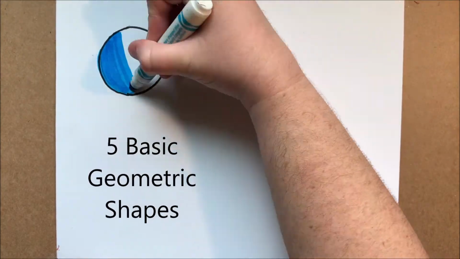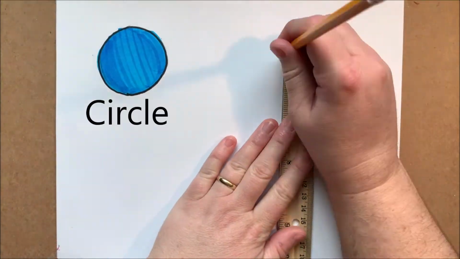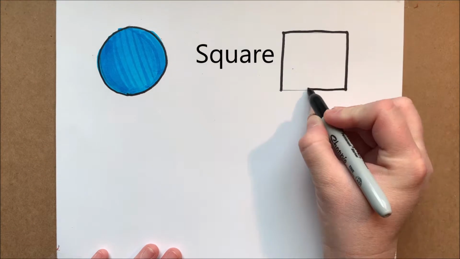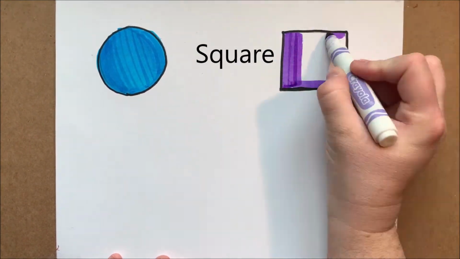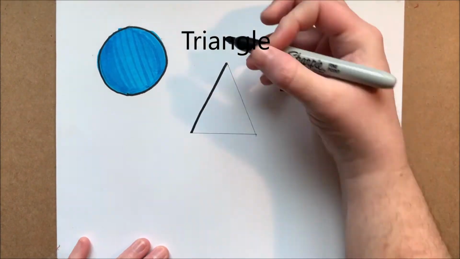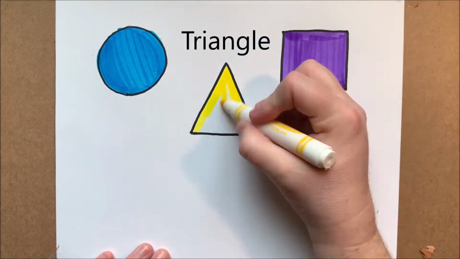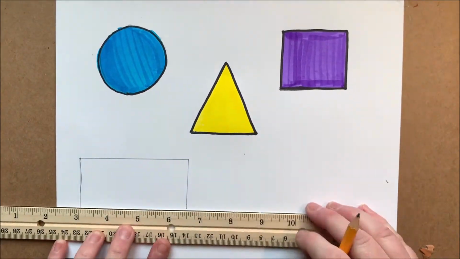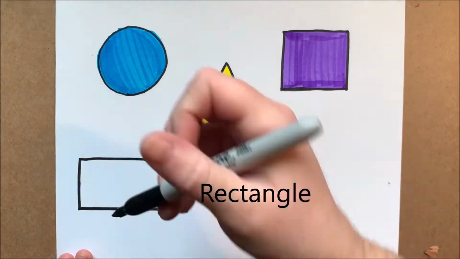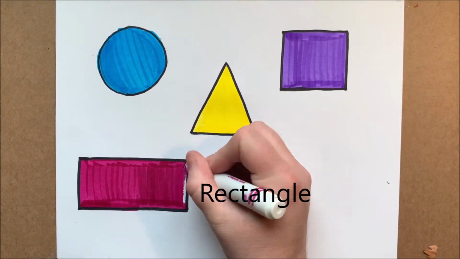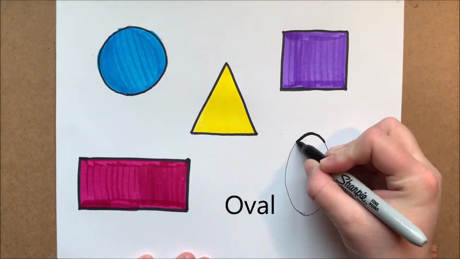Hey guys, today we are going to be drawing a geometric shaped castle using 5 basic shapes, including a circle, a square, a triangle, a rectangle, and finally an oval.